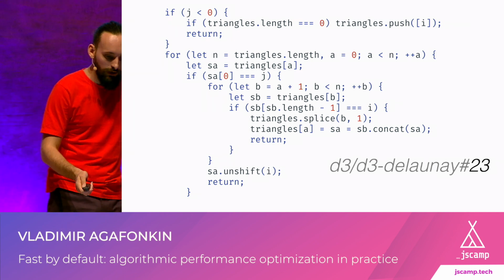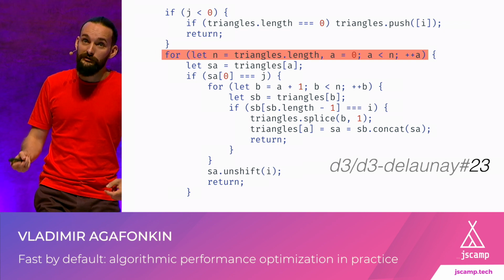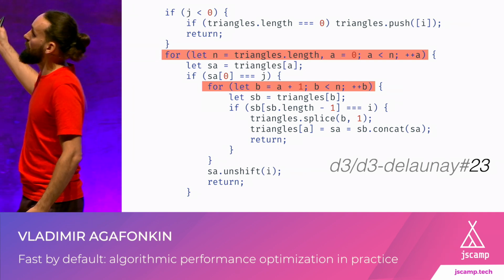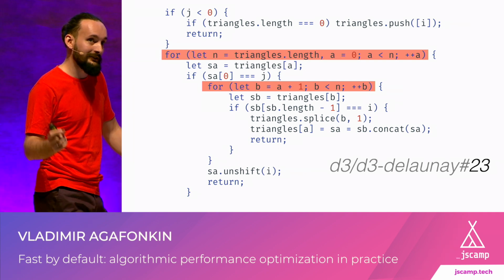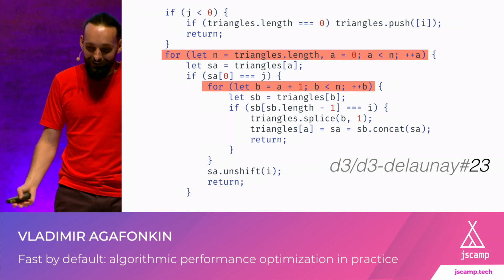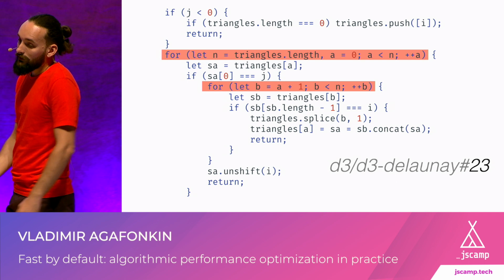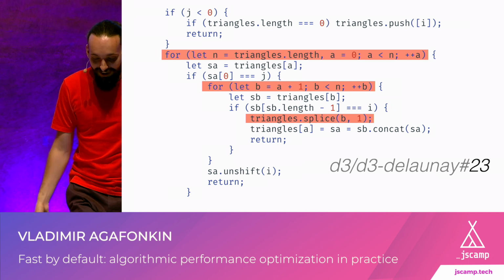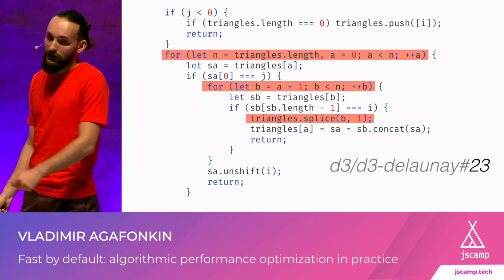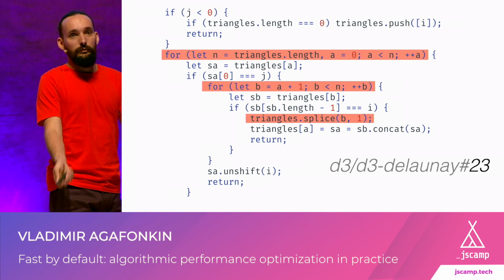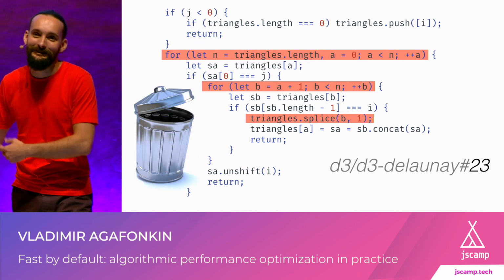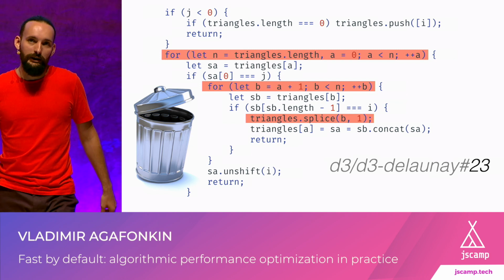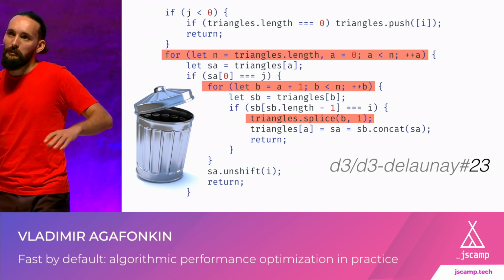I'm looking at it, and hey, I see a loop. That's already suspicious. I need to look further. Then I see a second loop inside. Oh, that's bad. That means it's quadratic. That's already terribly slow and needs to be optimized. And then I look further, and I see a splice inside, which is also a linear operation. So it's a cubic complexity overall. And what do you need to do? Of course, you need to throw it out and write from scratch. So I rewrote this part of code, and it made the library overall about 3 times faster.